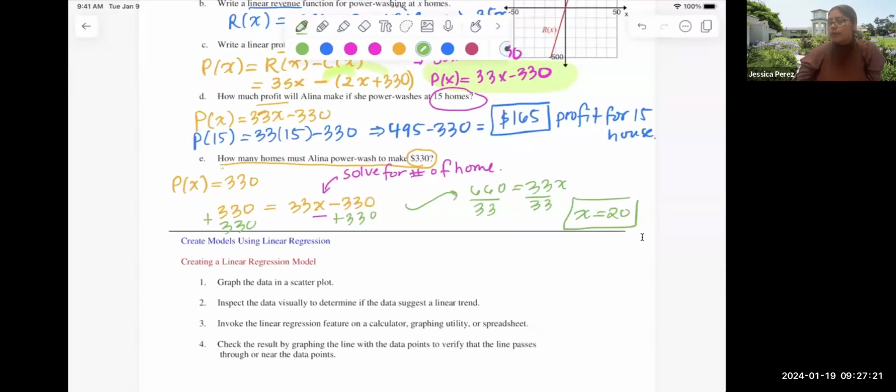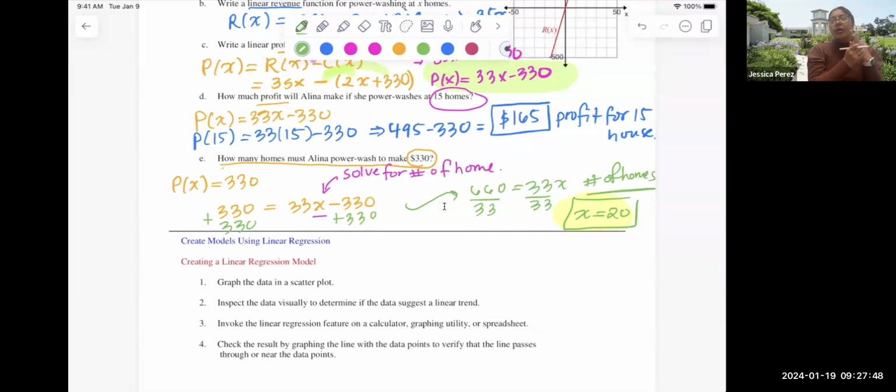So in order for me, and remember, what does X represent? Sorry, let me clear this color. It's not really nice. So this 20 represents the number of homes. This is the number of homes Alina must power wash in order to make that desired $330. Okay.